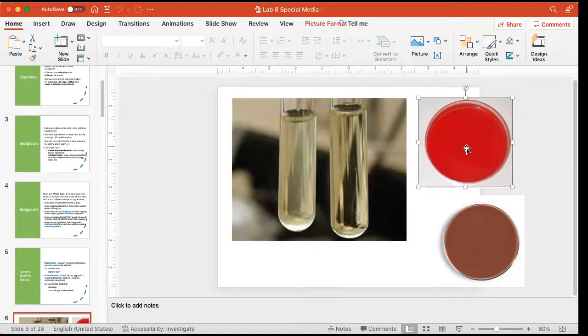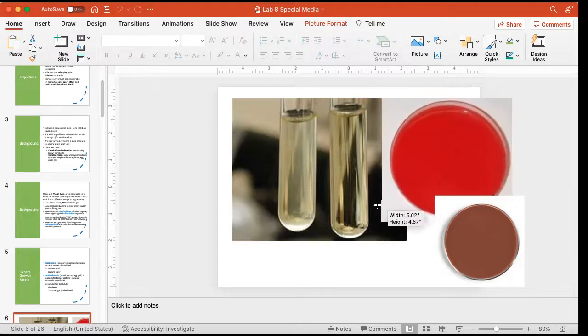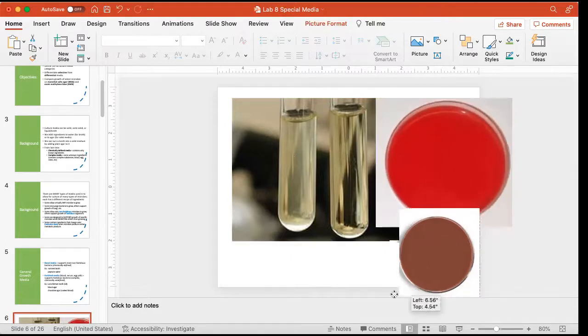Now over here on the right, just so you can see this media, this is an agar plate that has blood agar on it, this red plate.